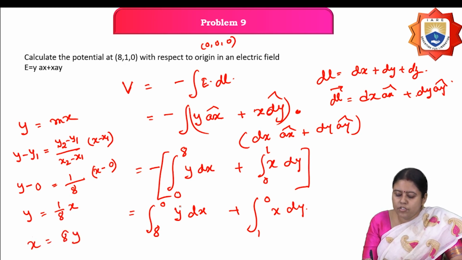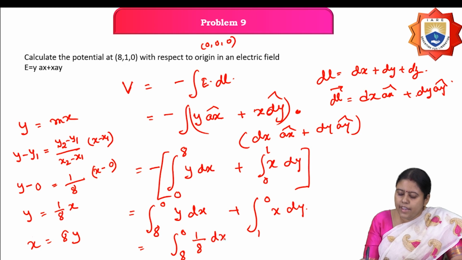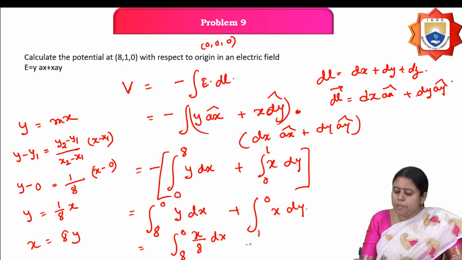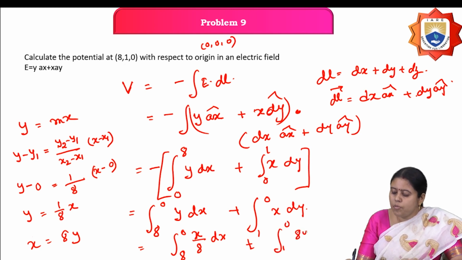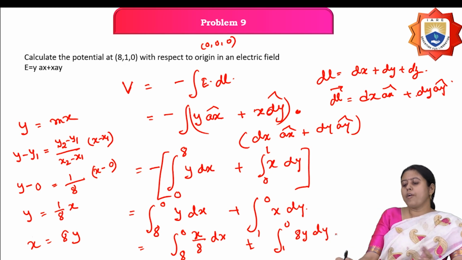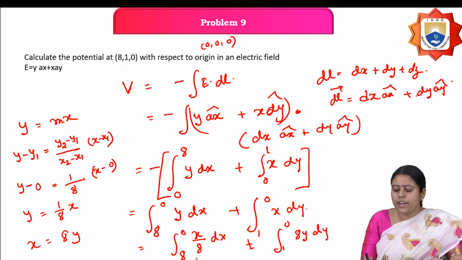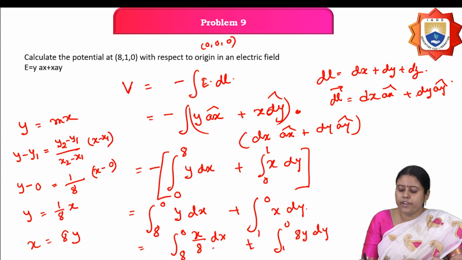So in the place of the y, we can write the integral from 0 to 8 of 1 by 8 x dx, plus the integral from 1 to 0 of 8y dy. Now the problem becomes very easy. We can write the integral of x dx is equal to x square by 2.